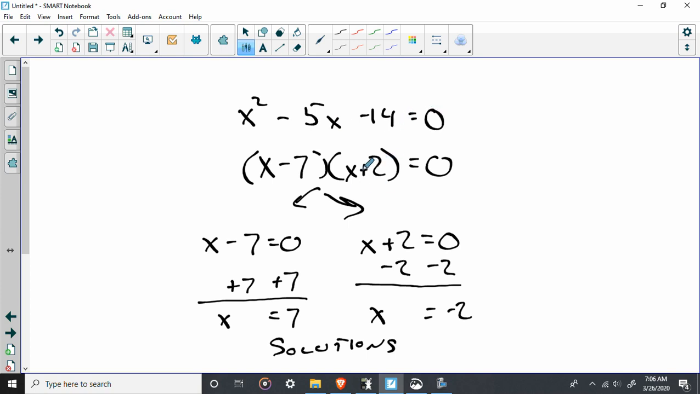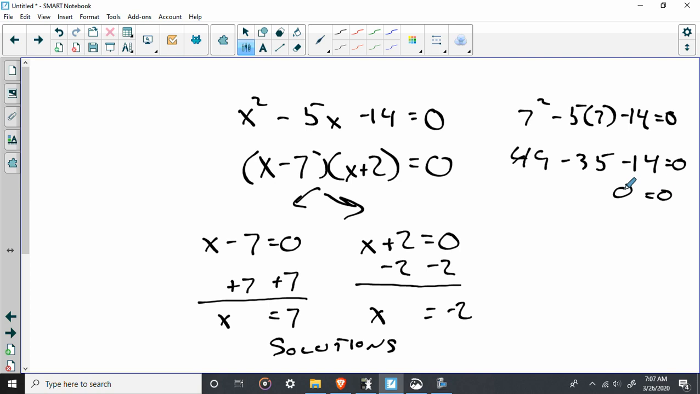This is in factored form, and then we had to split that into two things. Just to show you that it works, if I plug in 7 squared minus 5 times 7 minus 14, does that equal 0? Well, 7 squared is 49 minus 35 minus 14, and that is true.